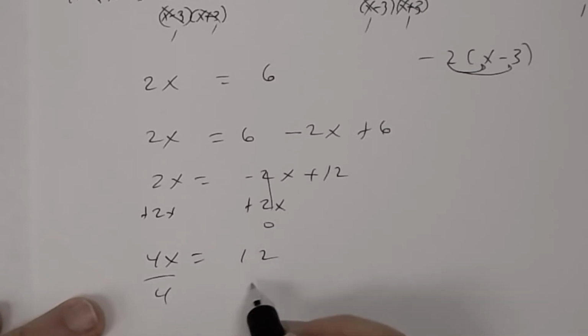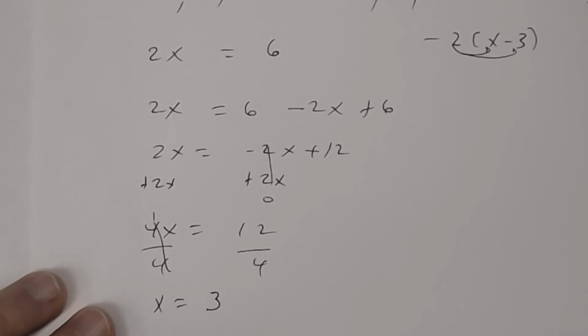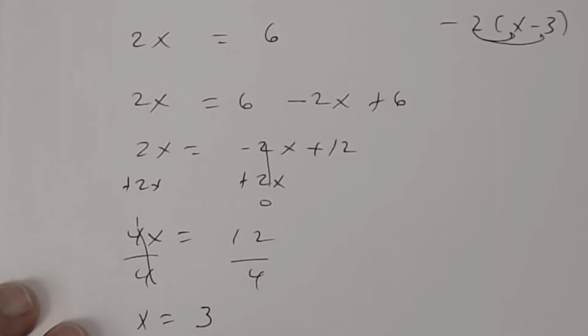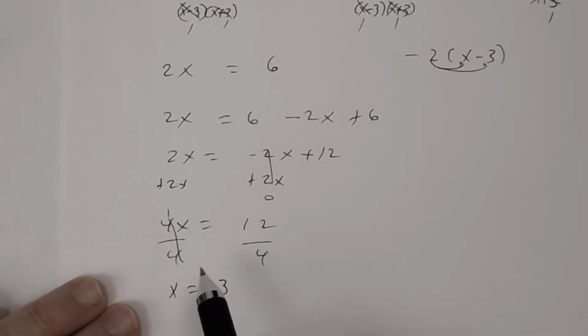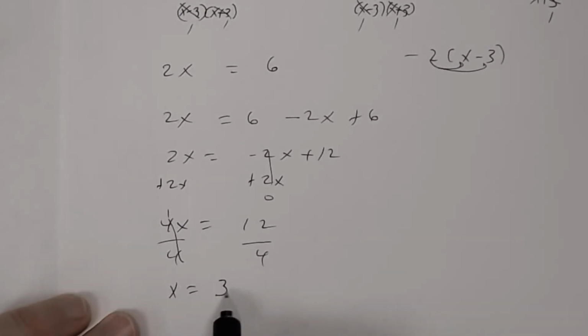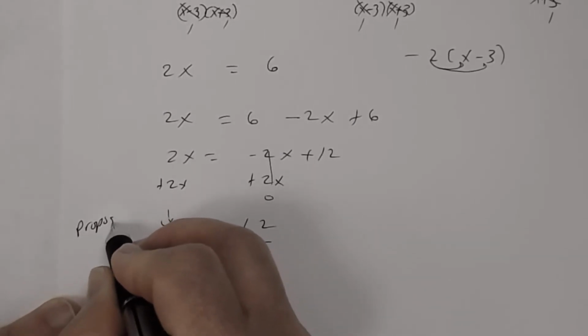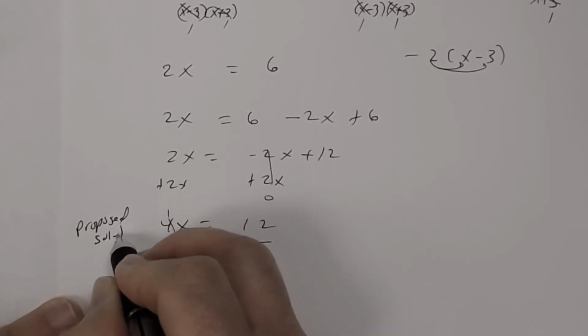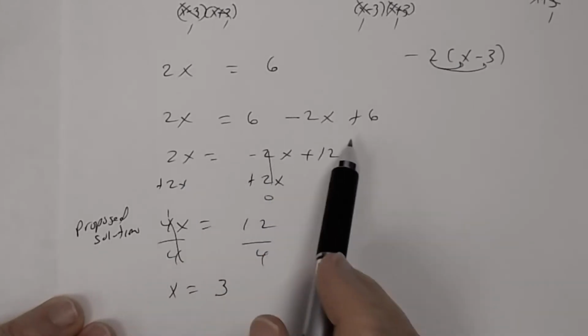Divide both sides by 4. My proposed solution is 3. Now I want you to notice something. Notice, I'm using the word proposed. This proposed solution is a solution to this linear equation.